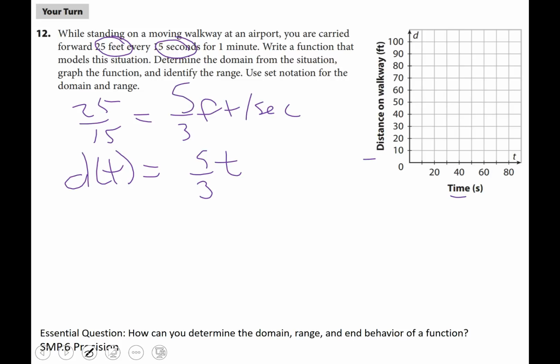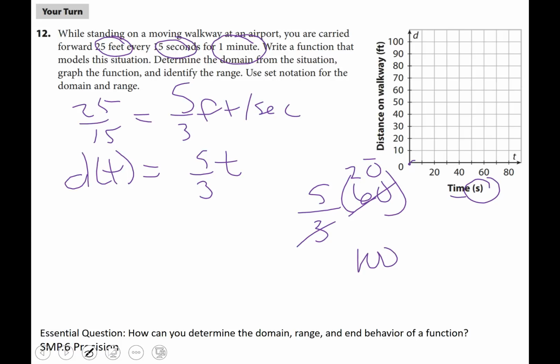Okay, so 5/3. So we're starting at 0. And it says that we're going to times. Oh, notice they did something tricky here. They say your time is in seconds, whereas this time was in minutes. So we're going to talk about 60 seconds. So 5 times 5/3 times 60. 3 goes into 60 20 times. So 5 times 20 is 100 on the graph. So it would be here. And that would be our picture of our graph.